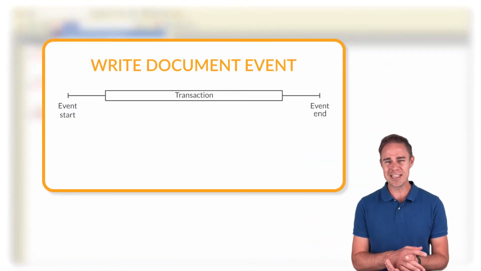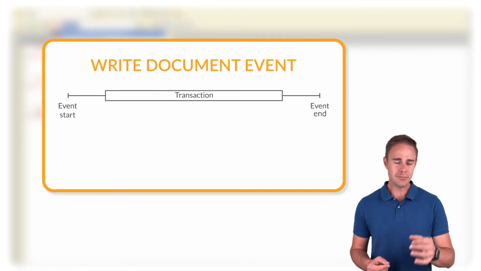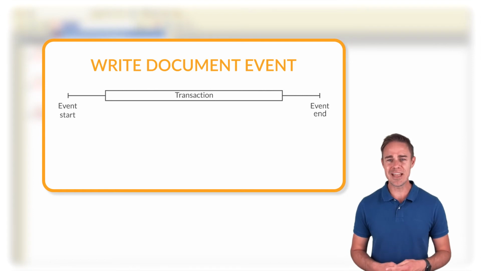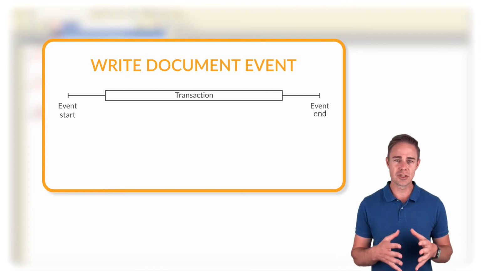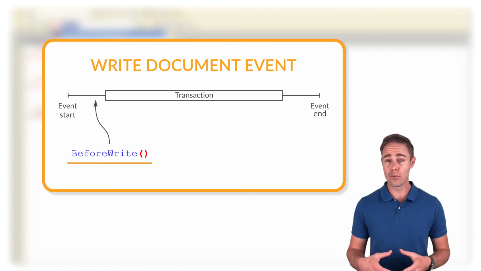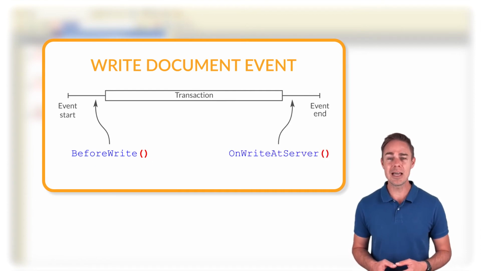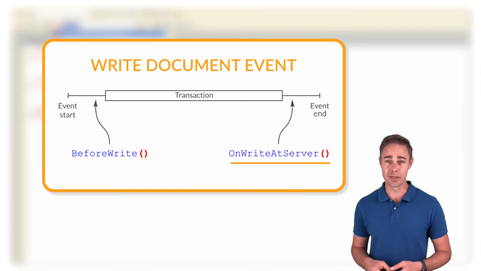Consider document write event as an example. As we click button post, the system initiates the above mentioned event, and before the actual transaction, sets handler before write active, and immediately on the transaction completion, applies handler on write at server.